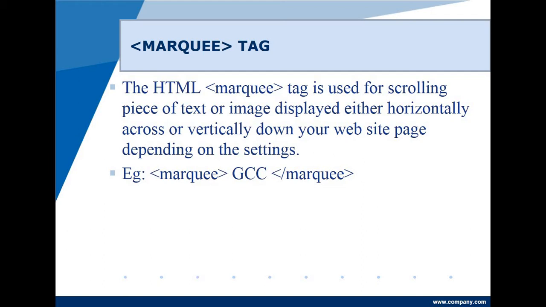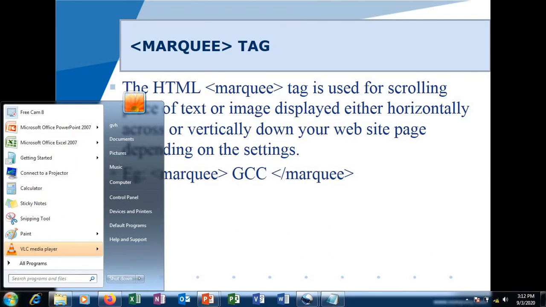The Marquee tag is used for a scrolling piece of text or image displayed either horizontally across or vertically down your web page, depending on the settings that you put in. So at first let us understand the Marquee tag in its basic form, and then we'll understand what kind of attributes this Marquee tag contains. So let's start coding.